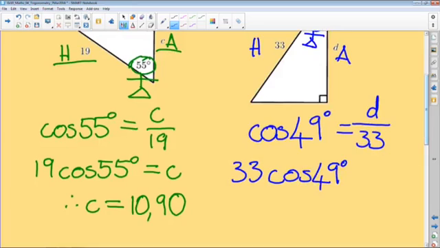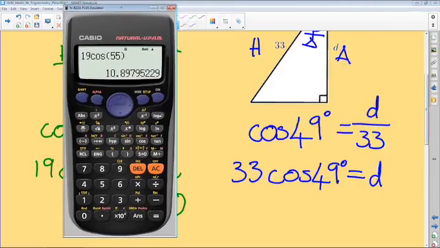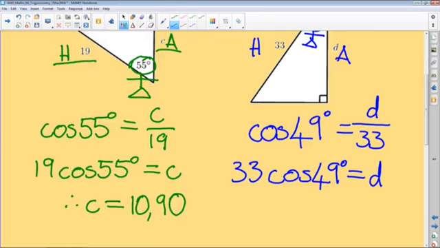And then, can we do this in our head? No, we can't. So we call up our trusty friend. Let's move it across. 33 cos 49, close brackets, is equal to 21.65. So that means D is equal to 21.65. Let's just check that.